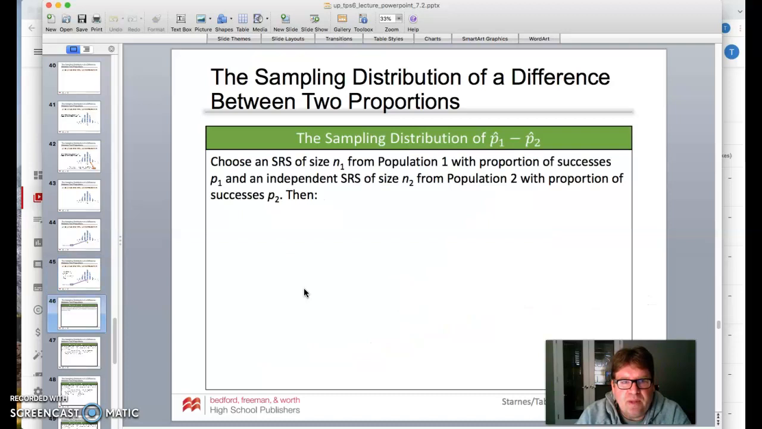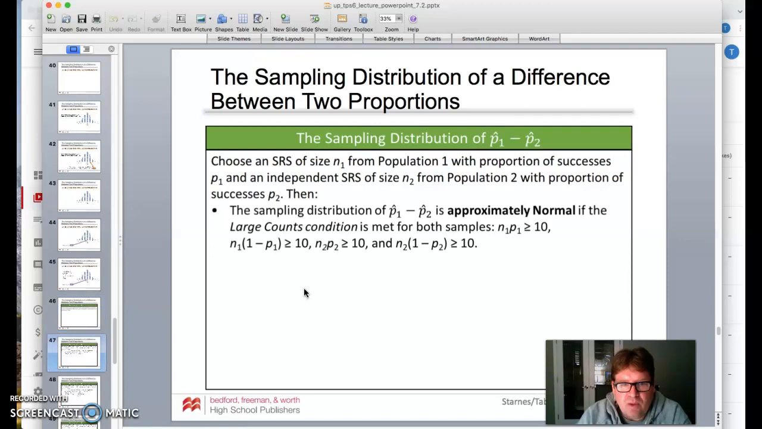So basically, when you choose a simple random sample of size N1 from population 1 with proportion of successes P1, and an independent simple random sample of size N2 from population 2 with proportion of successes P2, then here's what we know. The difference is going to be approximately normal as long as the large counts condition is met, where you take the sample size times the proportion, and it's got to be bigger than 10. Sample size times the probability of failure is also bigger than 10 in both cases.